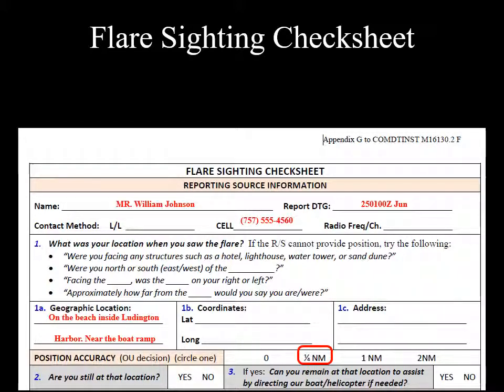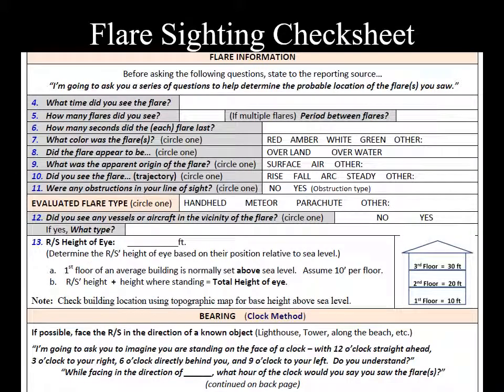Next, we need to know if the reporting source is still at the position where they saw the flare. If they are still there, would they be willing to stay in that location long enough for our searchers to arrive and assist us by directing our resources? People may think they have done their duty at this point. They have told the Coast Guard about a flare they saw. We really need more information to determine a good search area.